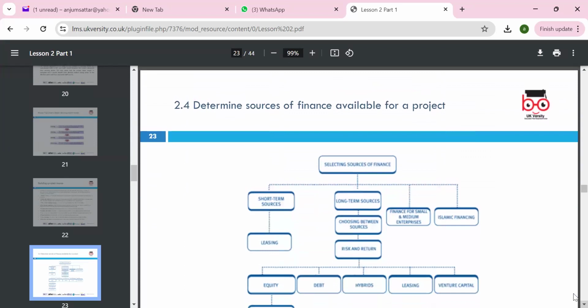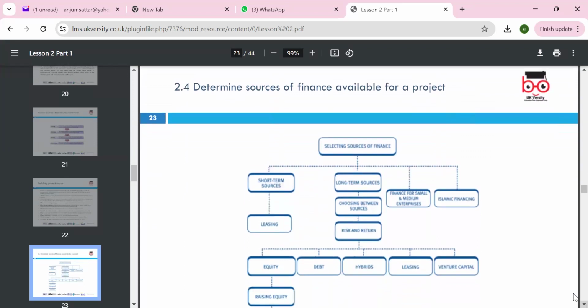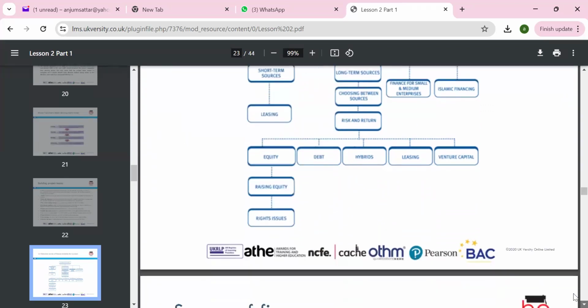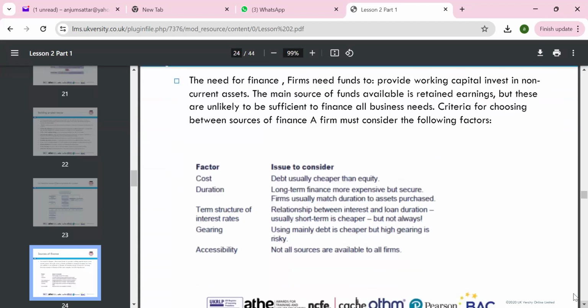Then we have 2.4, determine the success of the finance available. We can look around at the money we can borrow for the project. There are two main sources, debt financing and equity. Equity means issuing shares, and debt means money raised through a bank loan, mortgage, leases, or loans. For each source, we look at the cost, duration, term and structure, interest rate, and gearing: how much debt, how much equity. The gearing ratio is normally used in finance, and it is quite good to explore accessibility.